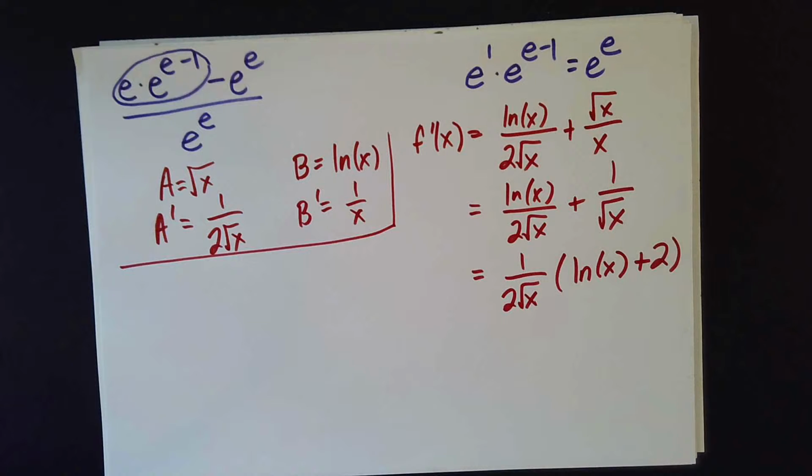So a prime would be minus 1/4 x to the minus 3 halves. B prime would be 1 over x. This part you did exactly right in your version before.